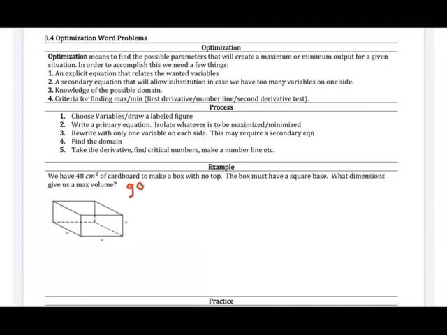Our ultimate goal is to maximize the volume, which means right away I want to be thinking about what is the volume here. Well, the volume is going to be the area of the base times the height. What else do I know? I know that I have 48 square centimeters of cardboard. That's giving me the surface area. So we're given that the surface area is 48 centimeters squared.